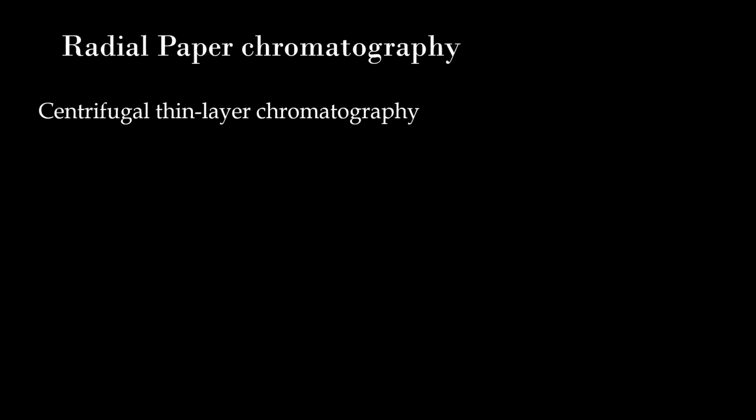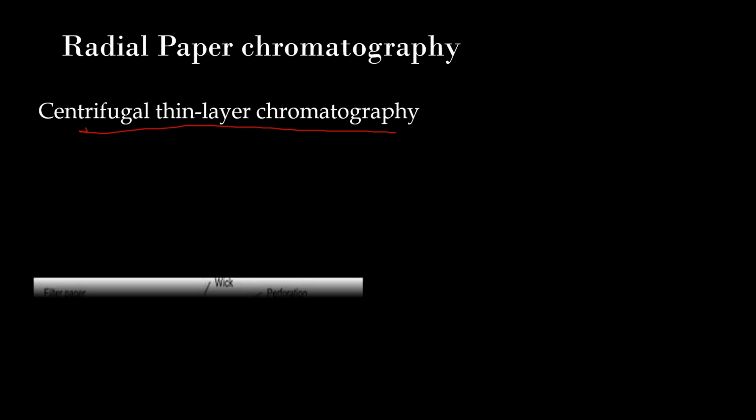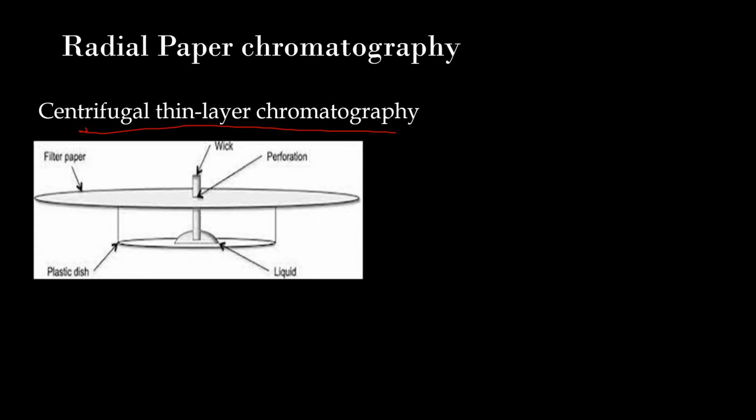Third type is the radial paper chromatography. It is also called as centrifugal thin layer chromatography or simply centrifugal chromatography. In this we have a paper, circular paper like filter paper we use. Here in the petri dish is the mobile phase. We use a wick of paper or some other material and insert the wick in the center of paper.